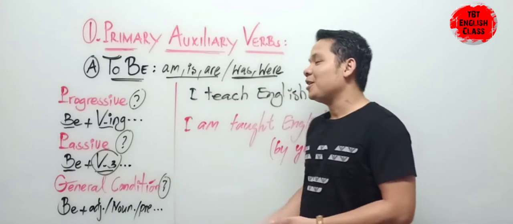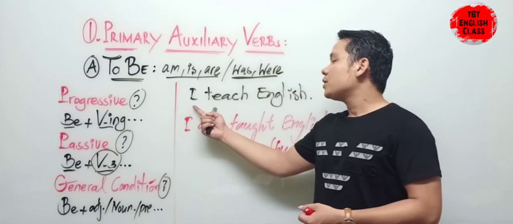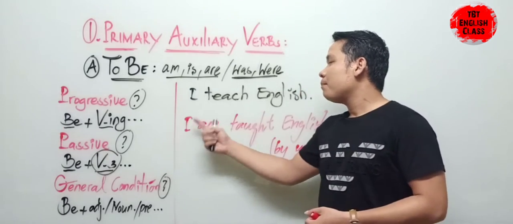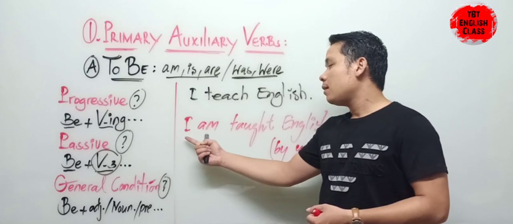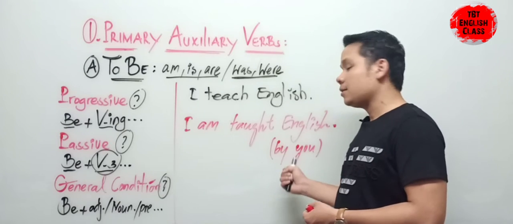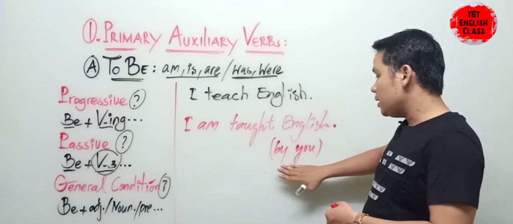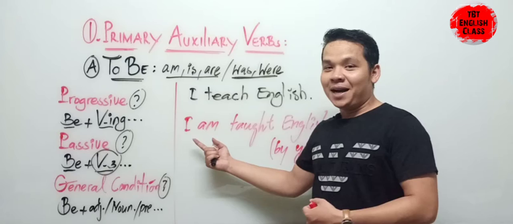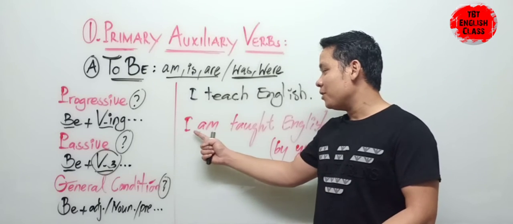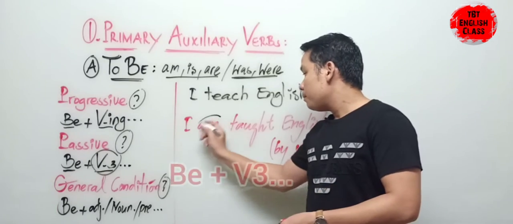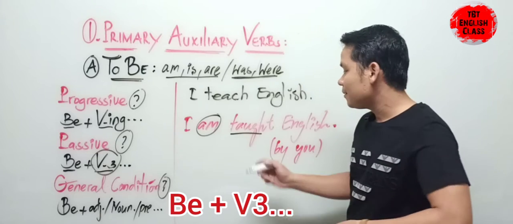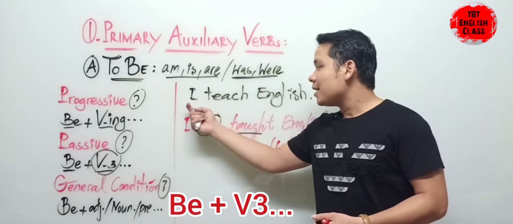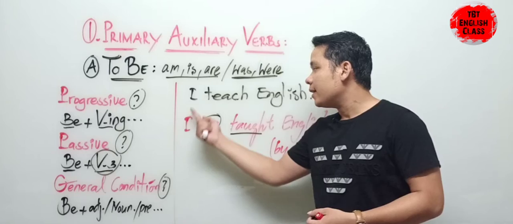So now you can see this sentence. The simple sentence, I teach English. And the second one, passive voice, I am taught English by you. Or no need to put, this one is optional. We can put or not, that's okay. But the part that I want you to know, passive form with be plus verb 3, yes, okay? You can see, the subject I is the same. I teach English, I is the same.